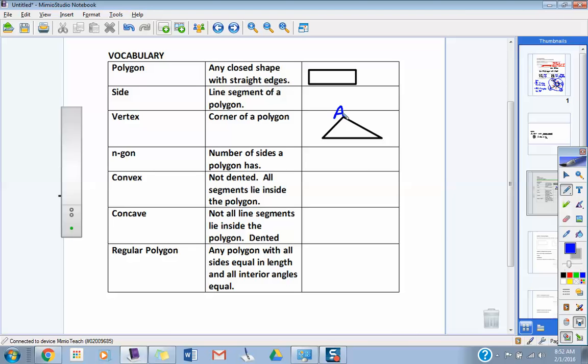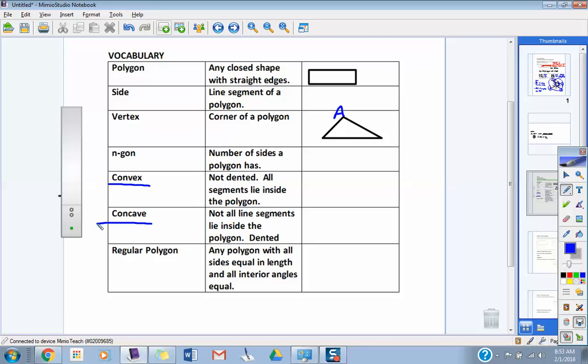So I won't get too worried about that. Guys, the two that are kind of important, we're going to talk about convex shapes and concave shapes. Those are pretty important. They're going to ask you to identify if a shape is convex or concave.